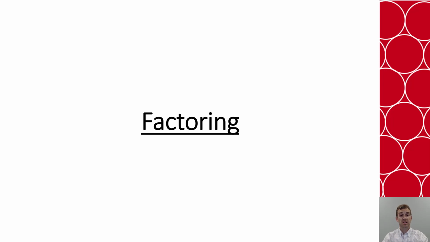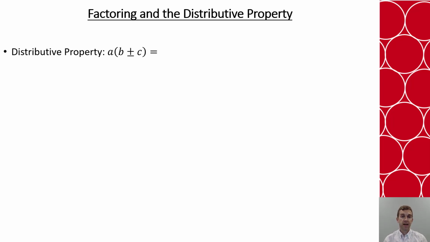In this video, we'll discuss factoring. Now, factoring is a component of the distributive property. Often we think about the distributive property as taking a term outside an expression and distributing it to each of the parts inside. So in this case, that would be A times B plus or minus A times C.